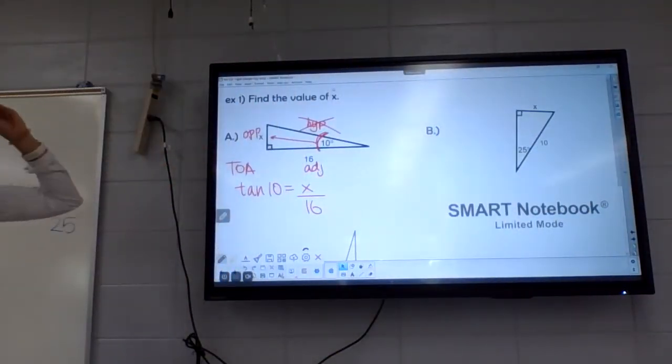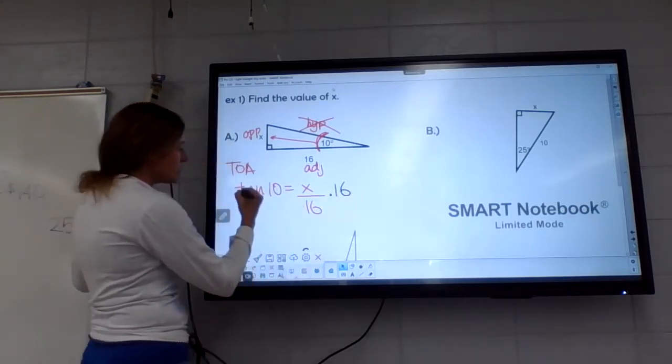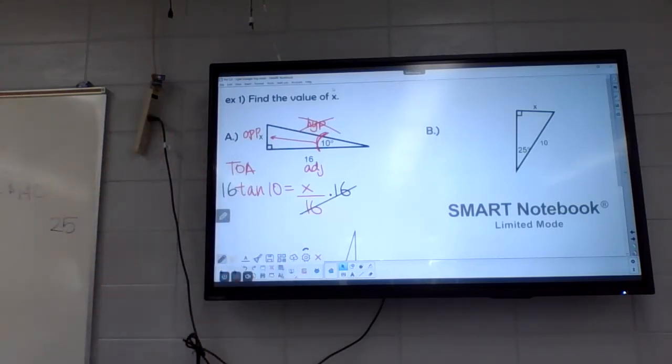5 by 16. What's that? 5 tangent 10 by 16. Not divide. Yeah, Dawson? No. Yeah. So we want to multiply because it is being divided. So we're going to do 16 times the tangent of 10.